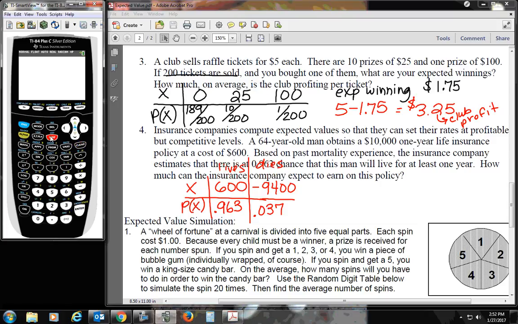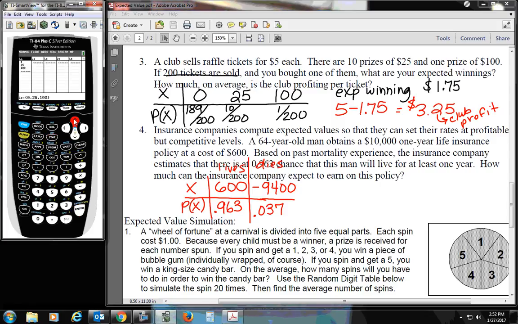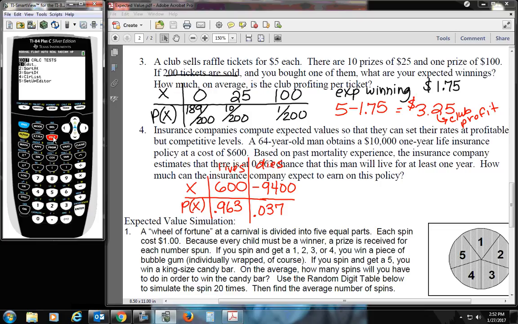Let's see if they get to make a lot of money. So what I'm going to do is stat edit, and in list 1, I want to put the x's, and then in list 2 the probability of the x's. So I have 600 as a possible amount that the company could get, or negative 9,400 is the other amount that the company could get. And then the probability of them getting 600 is 0.963, and the probability of them getting negative 9,400 is only 0.037. Then I'm going to stat calc, one variable stats, list 1, list 2, and then down to calculate. And so the company is profiting on average $230.